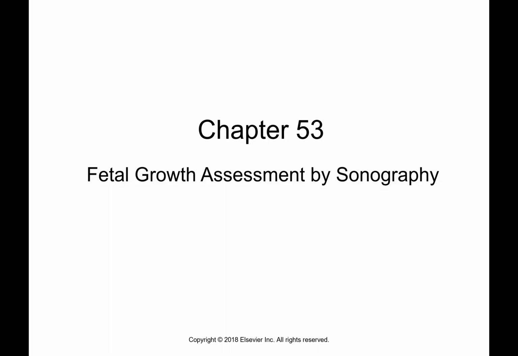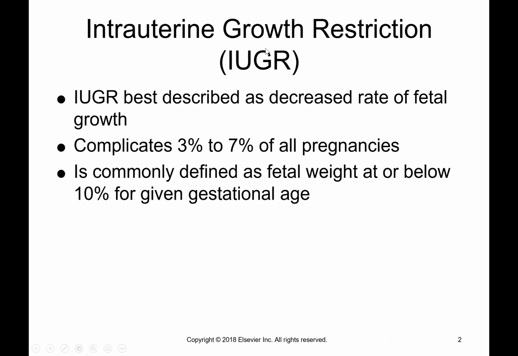We're going to talk about chapter 53 now, which is the fetal growth assessment by sonography. Now, when we measure the baby, which we talked about in chapter 52 of your measurements, you're going to get the biparietal diameter, the head circumference, the abdominal circumference, and the femur length. There's multiple reasons we measure the baby, just to see how the baby is growing.